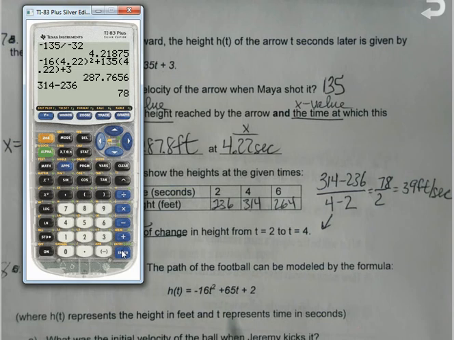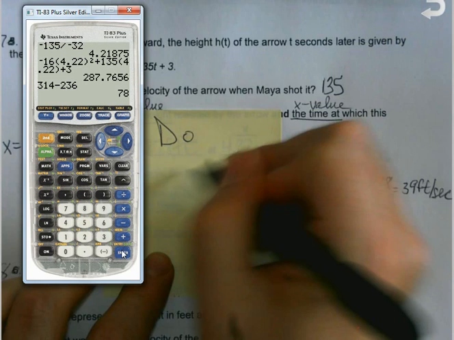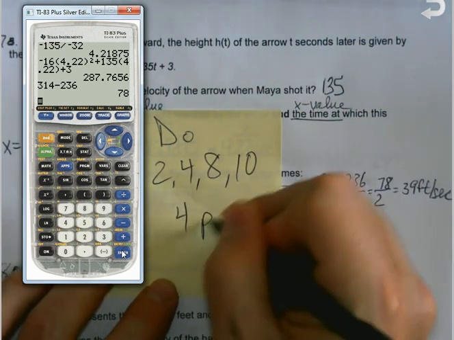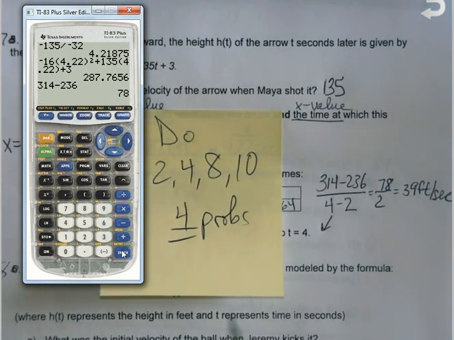So again, your job is to do numbers 2, 4, 8, and 10. 4 problems, people. I can put it back up here this way. Do 2, 4, 8, and 10. There's no reason to not do 4 problems. You've got like 15 minutes. I think you can do 4 problems in 15 minutes. So work on these. Tomorrow we'll get into review mode. We'll go from there.